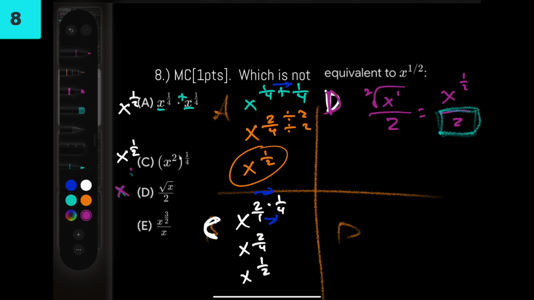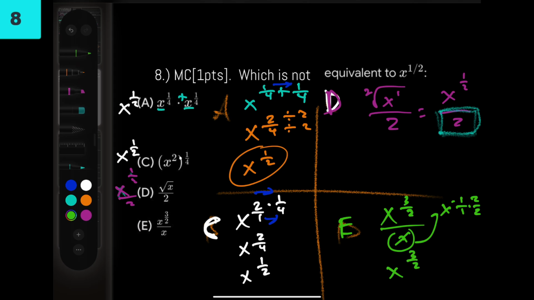X to the 1/2 over 2. And then the last one, E, x to the 3/2 over x. I'm going to move this one up, so it'll become x to the -1. And to make that -1, put it over 1, and then I'm going to multiply by 2, so as a common denominator. So x to the 3/2 minus 2 over 2. So that'll give us x to the 1/2.